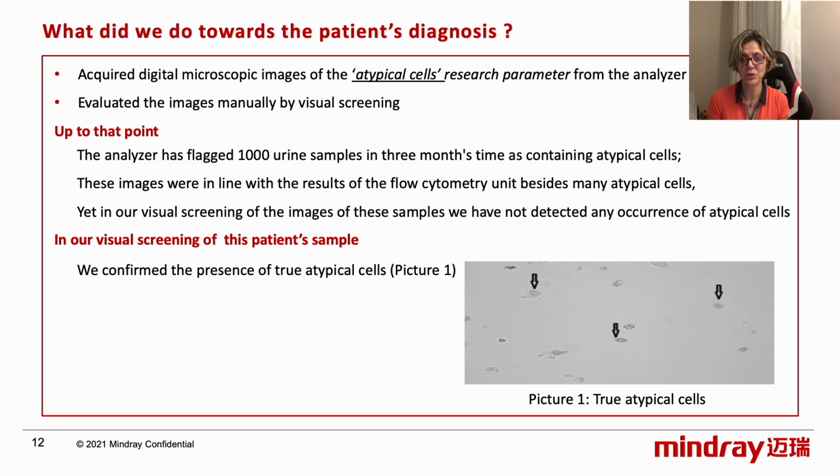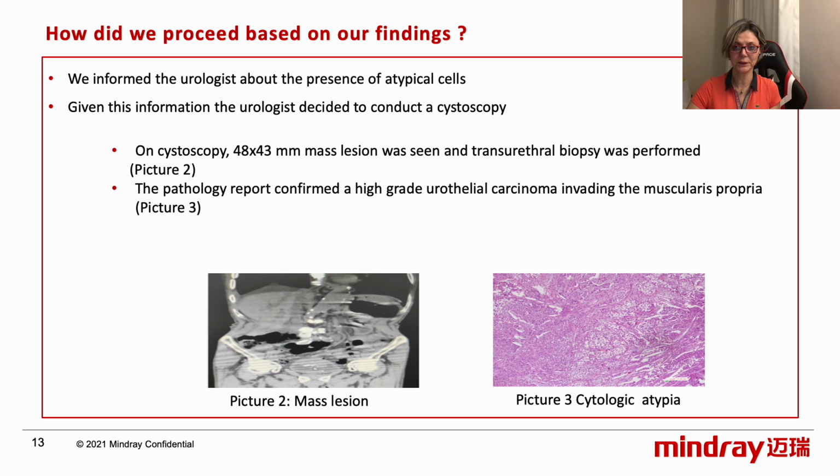But in our visual screening of this patient's sample, you can see picture 1, we confirmed the presence of true atypical cells. These cells match the definition of atypical cell. We informed the urologist about the presence of atypical cells. Given this information, the urologist decided to conduct a cystoscopy.